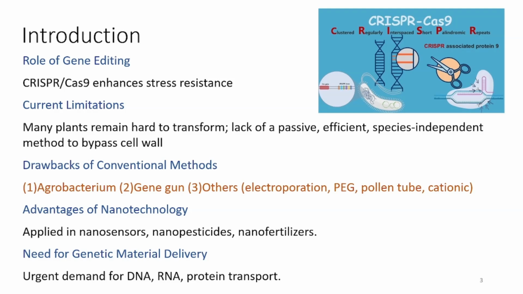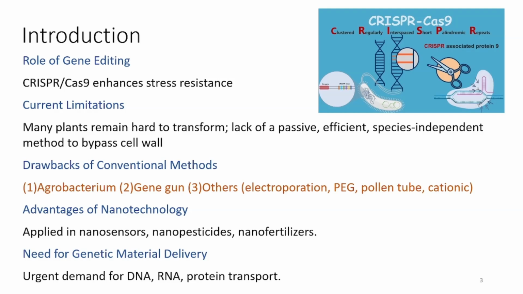Introduction: Global population growth, climate change, and COVID-19 have intensified pressure on agriculture and food security, making biotechnology crucial to improve crop yields and resilience. Gene editing, especially CRISPR-Cas9, plays a key role in enhancing stress tolerance, yet many plants remain difficult to transform due to cell wall barriers and low efficiency.